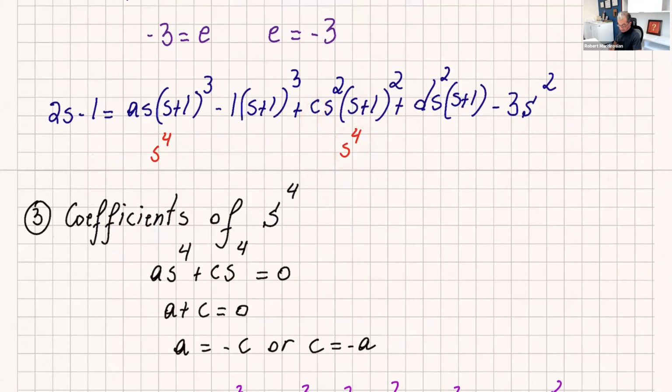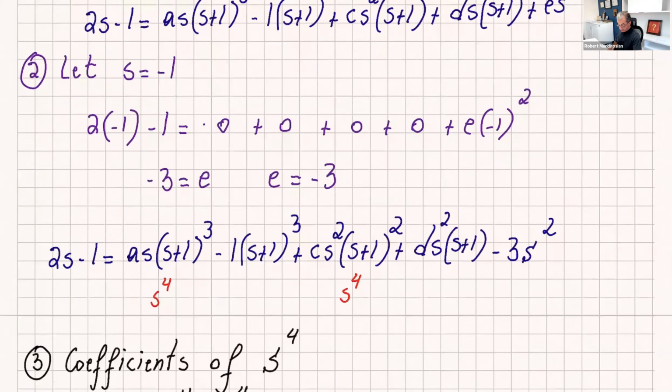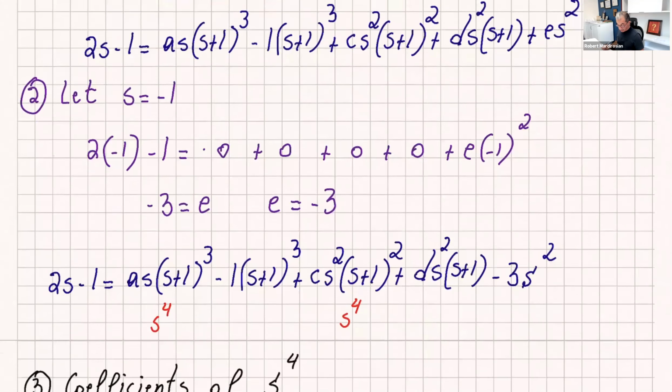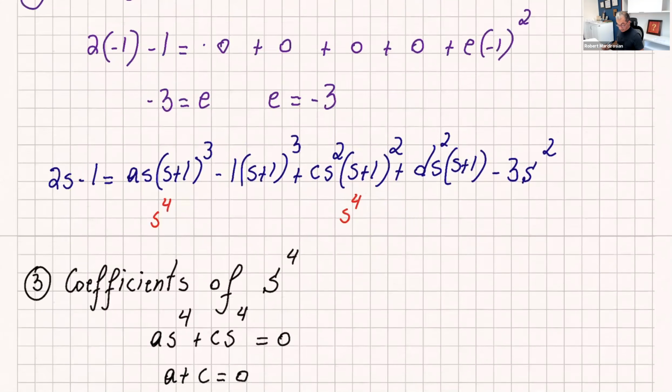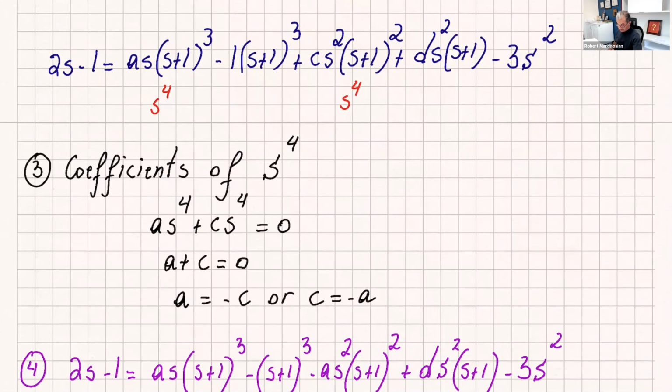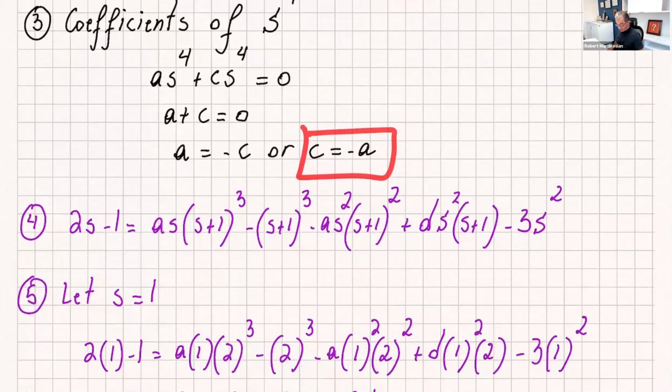Now we know that if we go back here on the left side, we don't have any term with s to the 4th power. So obviously the coefficient is going to be equal to 0. So you can say a times s to the 4th power plus c times s to the 4th power equals 0. That means a plus c is 0. So a equals -c, or c equals -a. So you can remember that.